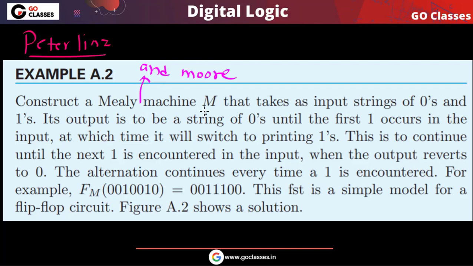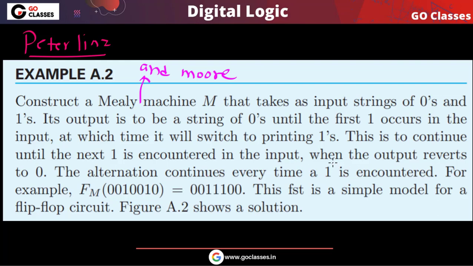Create a Mealy machine and a Moore machine that takes a binary string as the input, and you can notice its output will be a string of zeros. The output is a string of zeros until the first one, and then it will print one. This continues until the next one. When the next one comes, again you will start printing zero. So this is what we have to do.